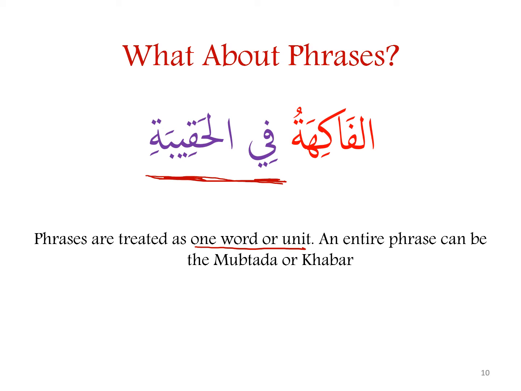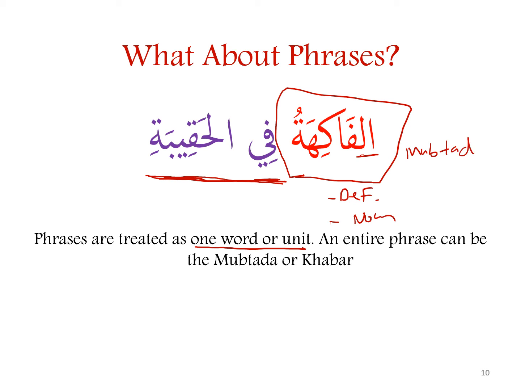Now in this case, if we look at this sentence, we have al-fakihatu, which is a definite word, ma'rifah, and it's also an ism, a noun. And due to being at the beginning of the sentence, and with all these in mind, you can safely know that this is the mubtada. Now, if we take fil haqibati as one unit or one word, as one single phrase, we would say that this is the khabar.